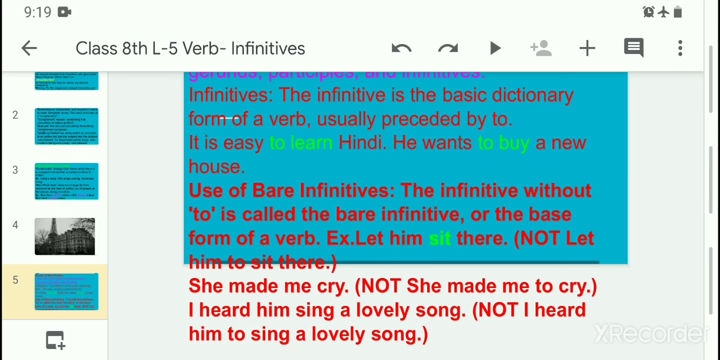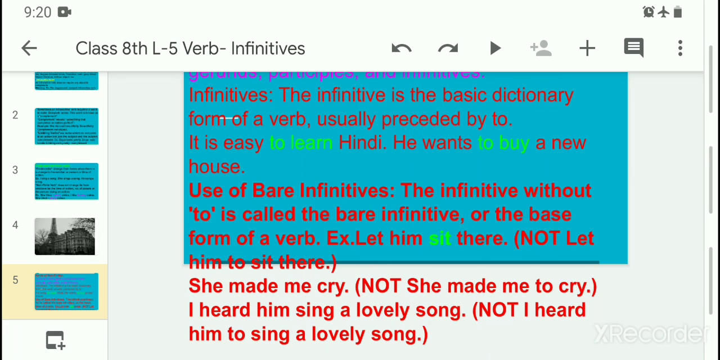She made me cry. Not made me to cry. She made me cry only. So cry is the bare infinitive, right? And I saw her cross the road. I saw her cross the road. So cross is the bare infinitive. Another example we can take, the clown made us laugh. Laugh is the bare infinitive, right?